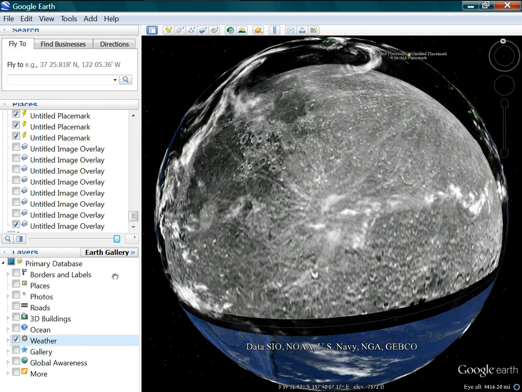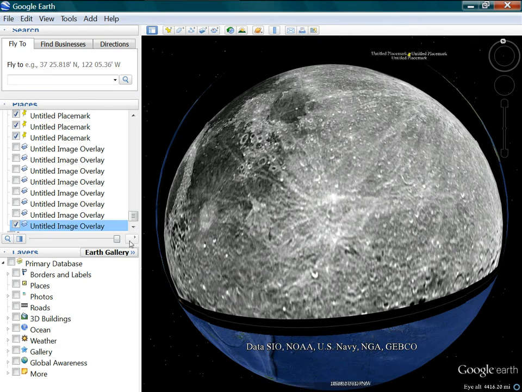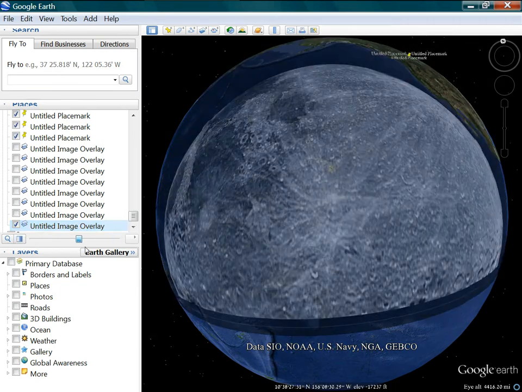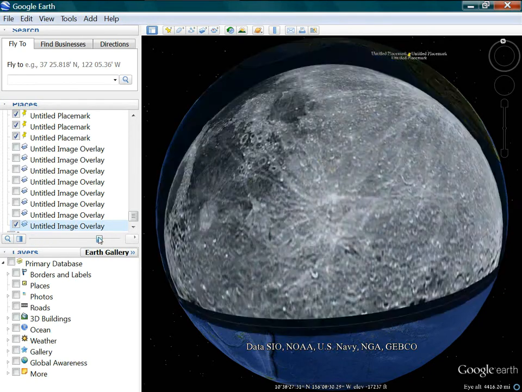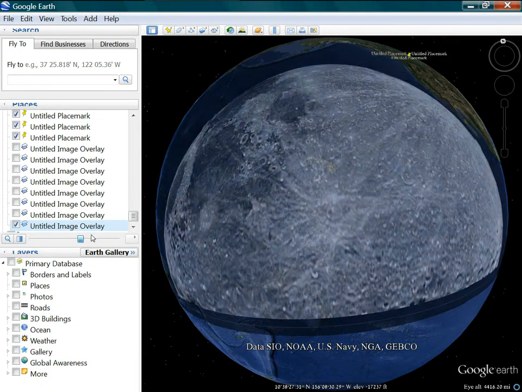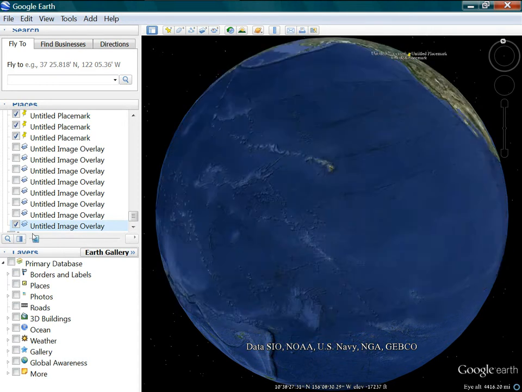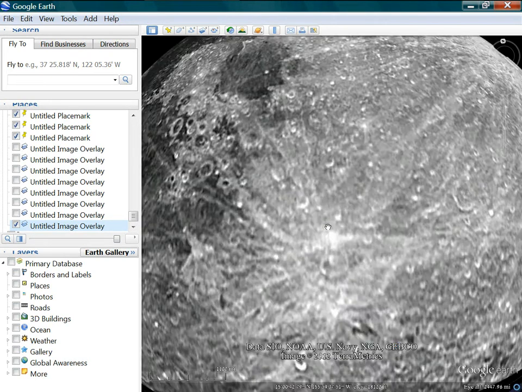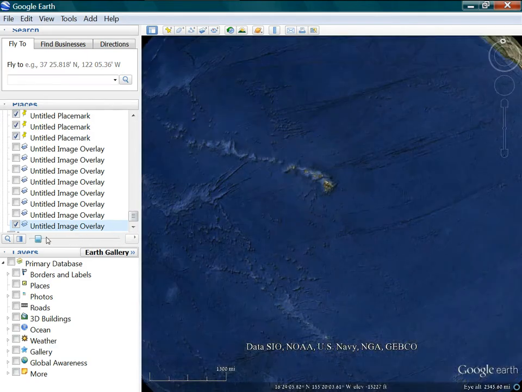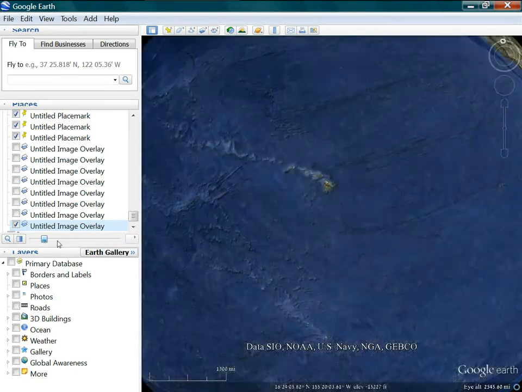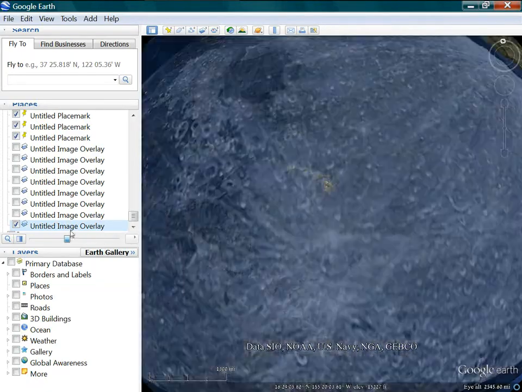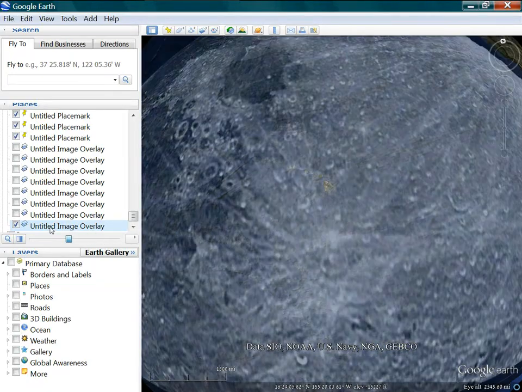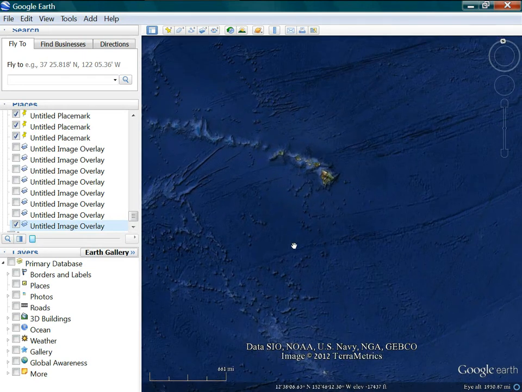Let's see where that is on the ocean there, and take the weather away, and see how it fits over that. There's not much to see in the ocean. Oh wait, that could be Hawaii, huh? That could be Hawaii. Very well could be. Let's see what this is right here. I see something there, and I can see something right there.